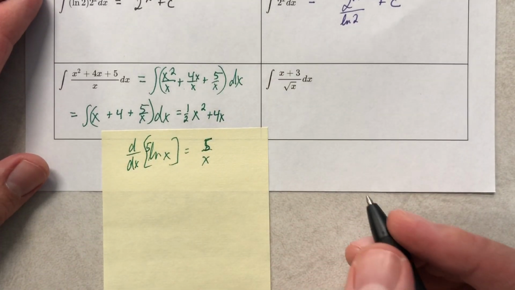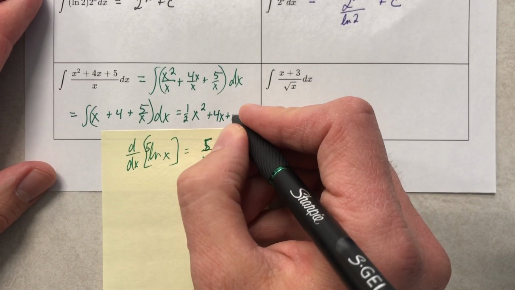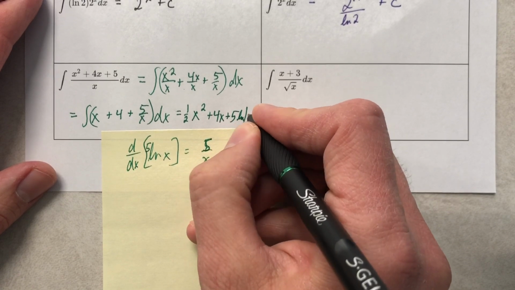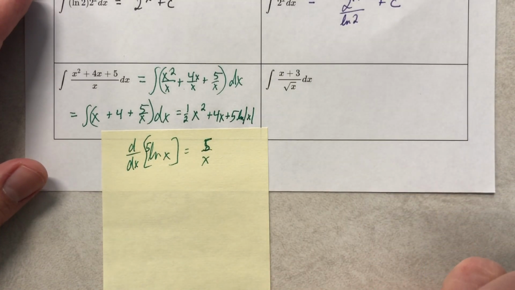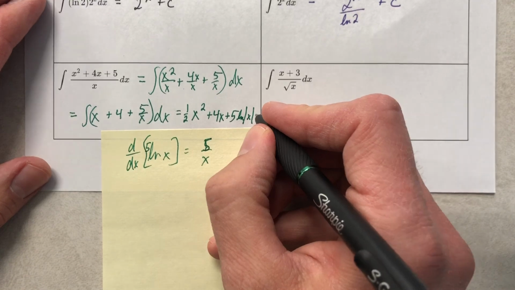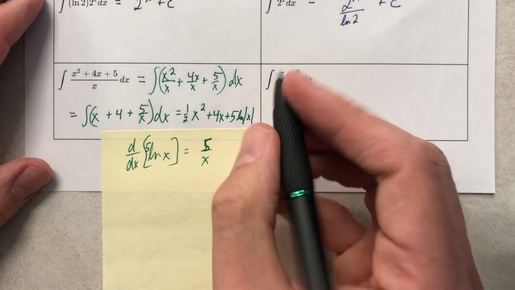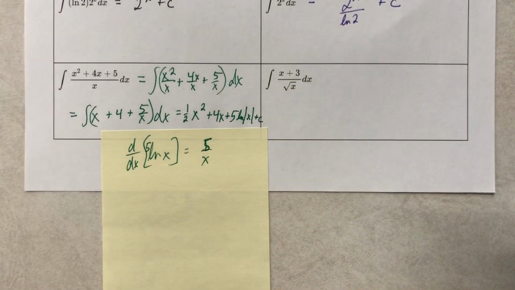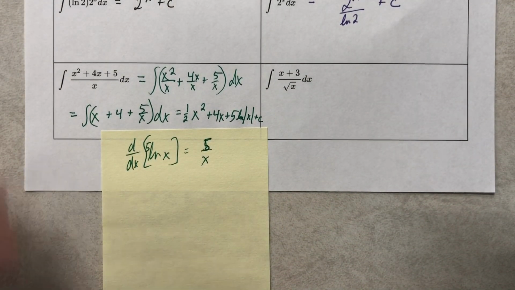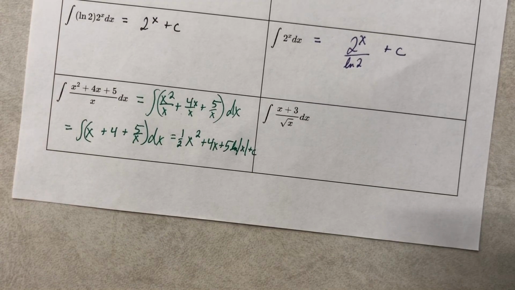Yep. Lucky you. And then the 5 natural log of absolute value of x, because you can't take the log of a negative number or 0. And then there's one reason why right there, because you'd be dividing by 0 in its derivative. And then plus c. All right, here we go. Let's find the next one.